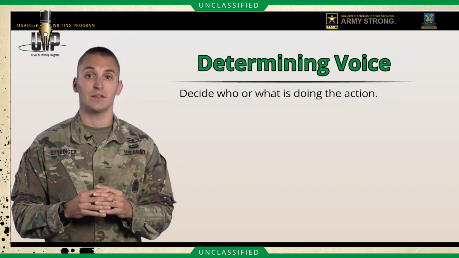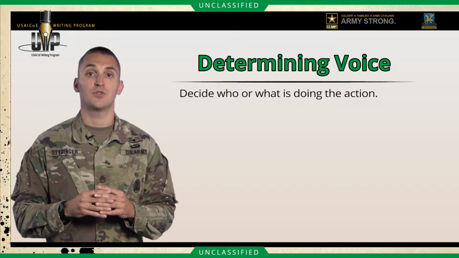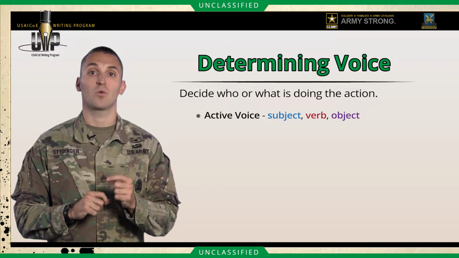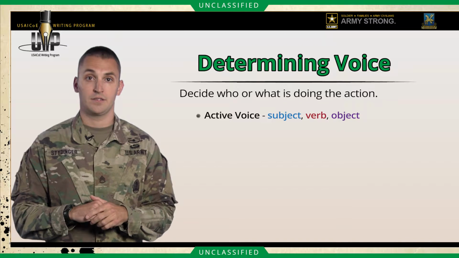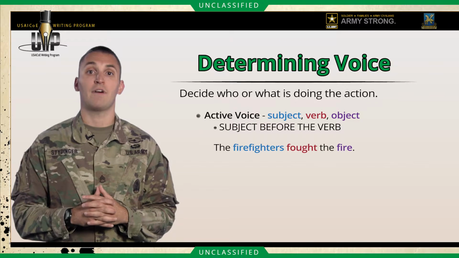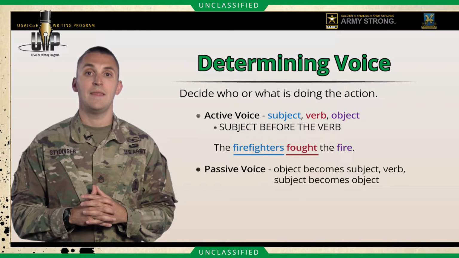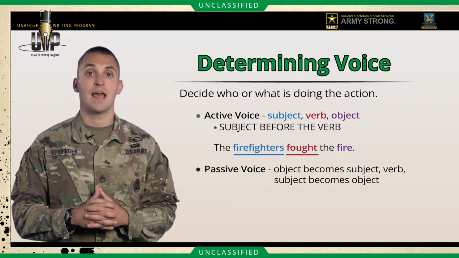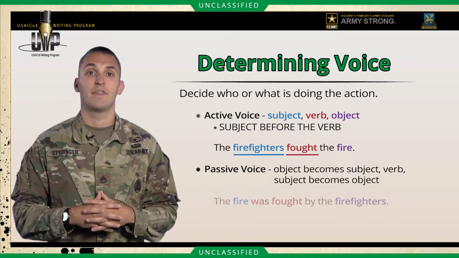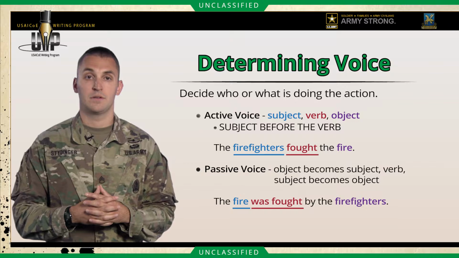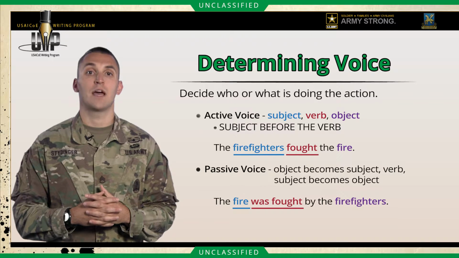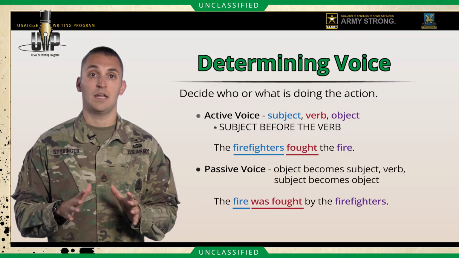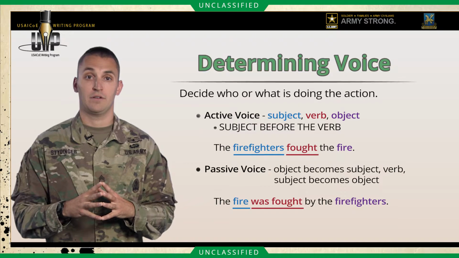Passive voice is grammatically correct, but is usually less clear, as you can see in the following sentences. Active voice. Notice the sentence order. Subject, verb, object. Subject before the verb. The firefighters fought the fire. In the passive voice, the object becomes the subject. The verb changes, and the subject becomes the object. The fire was fought by the firefighters. I have underlined the subject and verb to help you see the logic of using active voice. The fire isn't doing anything. It is passively receiving the action of the firefighters.